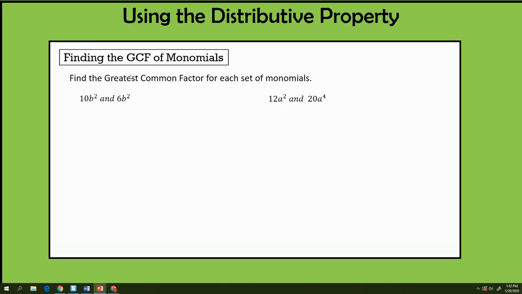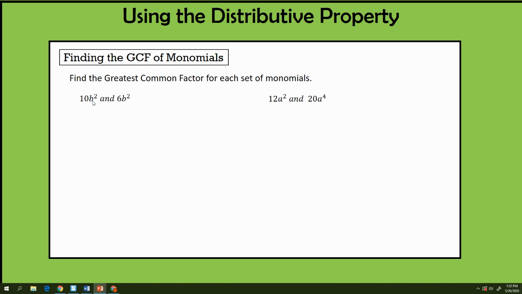Okay, let's start by just finding common factors for monomials. All right, and I'll teach you about the process that we use here. So if you were given 10b squared and 6b squared, and you were asked to find the greatest common factor, and we're going to use this in a second to help us actually factor this. Right now, we're just practicing finding it. Okay, so the way you start is you look at the number part, the coefficient. What's the largest number that you can divide both 10 and 6 by evenly? Well, that should be a 2. Okay, that's the biggest number that 10 and 6 can be divided by evenly.